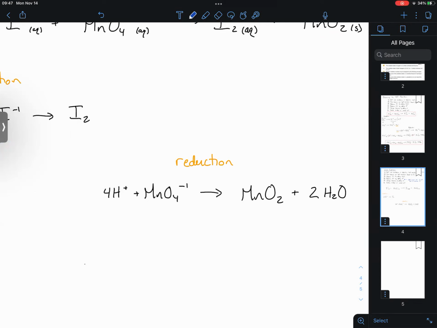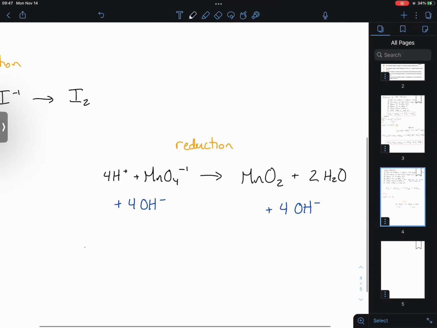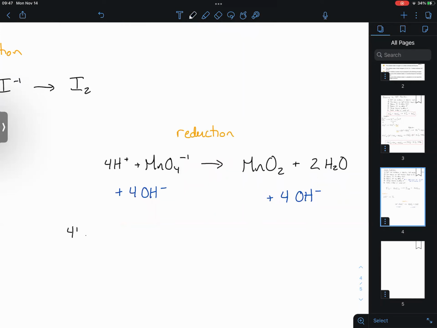So in this case, I'm going to add 4 over here, and I'm going to add 4 over here. Whatever we add, we're going to add it to both sides. And so if we just want to summarize here, we have 4H plus, 4OH minus, plus our manganate, permanganate.